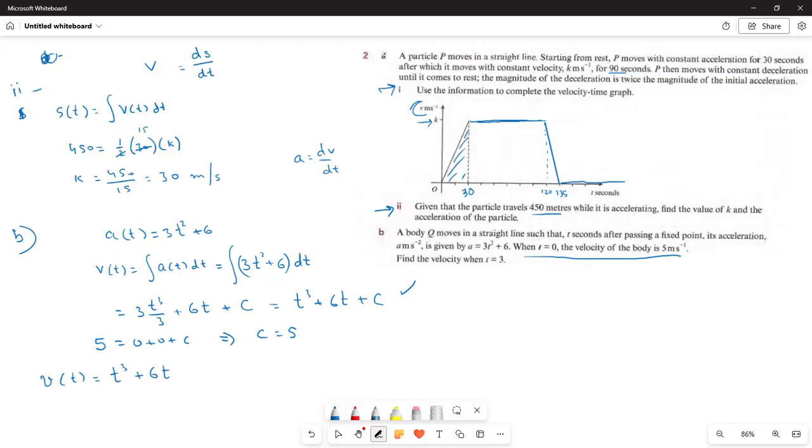The last part is to find the velocity when t is 3. So it is 3 cubed plus 6 times 3 plus 5, which is 27 plus 18 plus 5. This all comes to 50 meters per second.